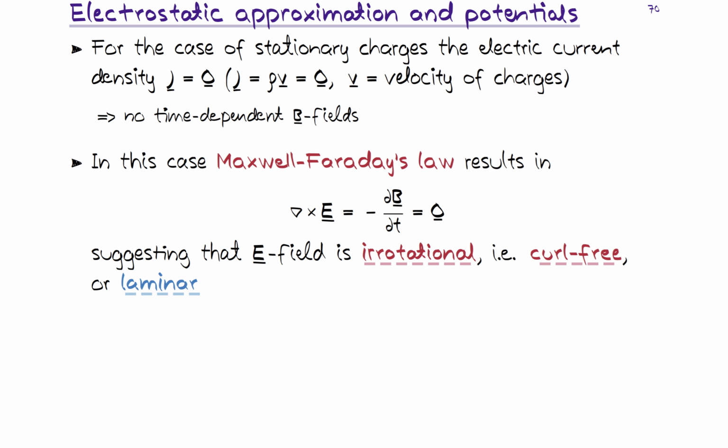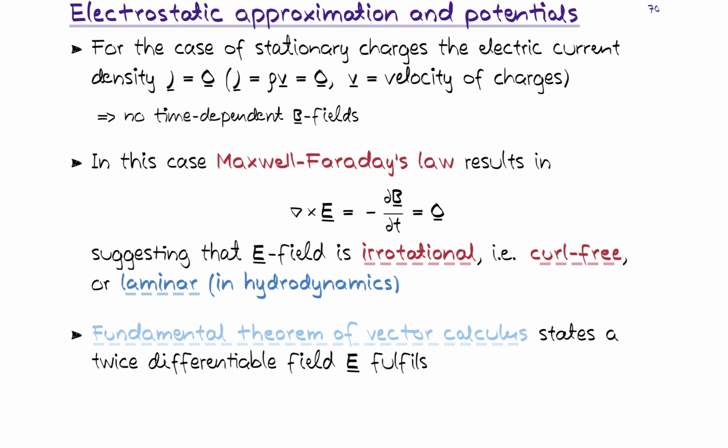Or if we were working more in the context of hydrodynamics, this would be said as my E distribution, my vector field, being laminar. This is the more conventional notation one uses when looking at hydrodynamics, how liquids are flowing around, and when looking at differential equations to understand how liquids move. So this is quite nice already. By just looking at Maxwell's equations and applying them to our situation, we have already learned a great deal. It is quite a bit of information to know that the E field is irrotational.